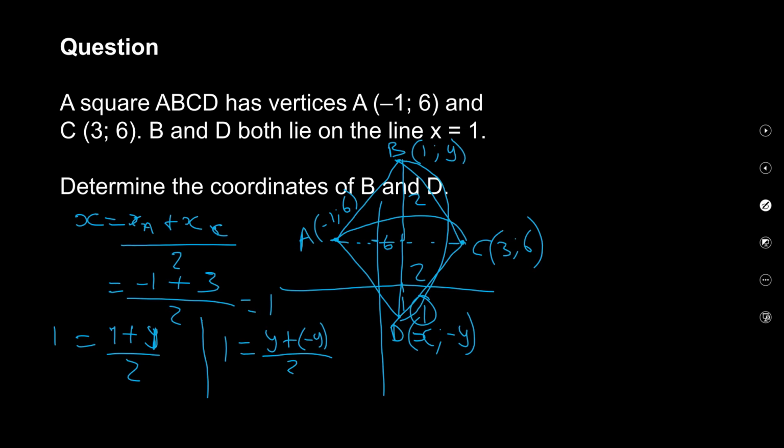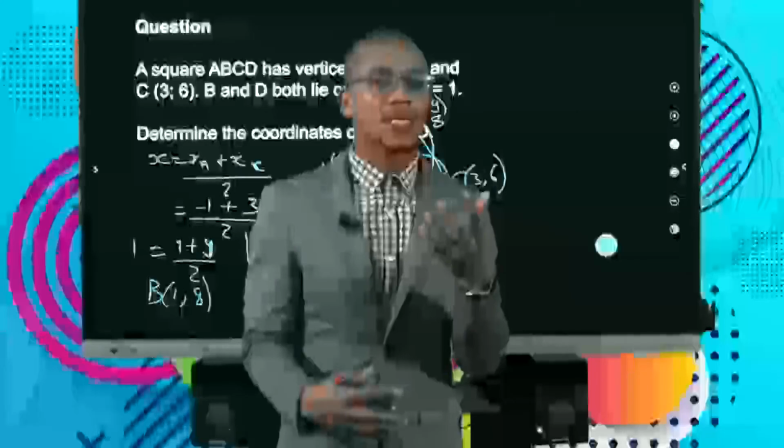So it means this will be the same as 8, and then this will be the same as from 6. If I move 2 units down, I will land at 4. So it is actually going to be 4 instead of a negative number. So B will be 1 and 8, and then D will be 1 and 4, right?